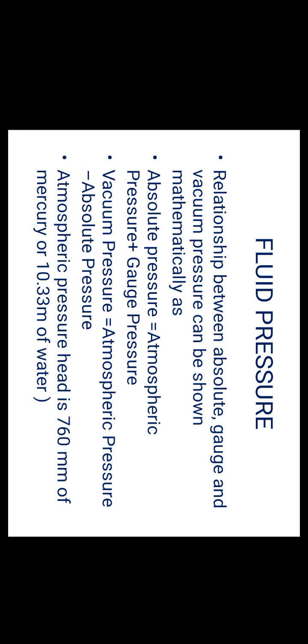Now, relationship between absolute, gauge and vacuum pressure. Mathematically we can represent it as absolute pressure is equal to atmospheric pressure plus gauge pressure, and vacuum pressure is equal to atmospheric pressure minus absolute pressure, because atmospheric pressure is taken as the datum. So when we calculate vacuum pressure, that is atmospheric pressure minus absolute pressure, absolute pressure will be less than atmospheric pressure, so we will get a negative value. So vacuum pressure is always represented by negative values.